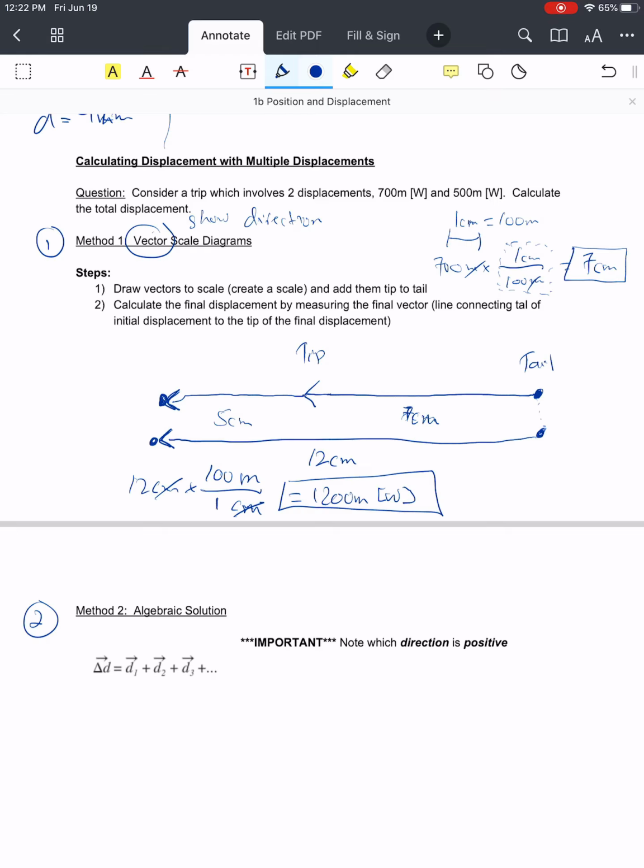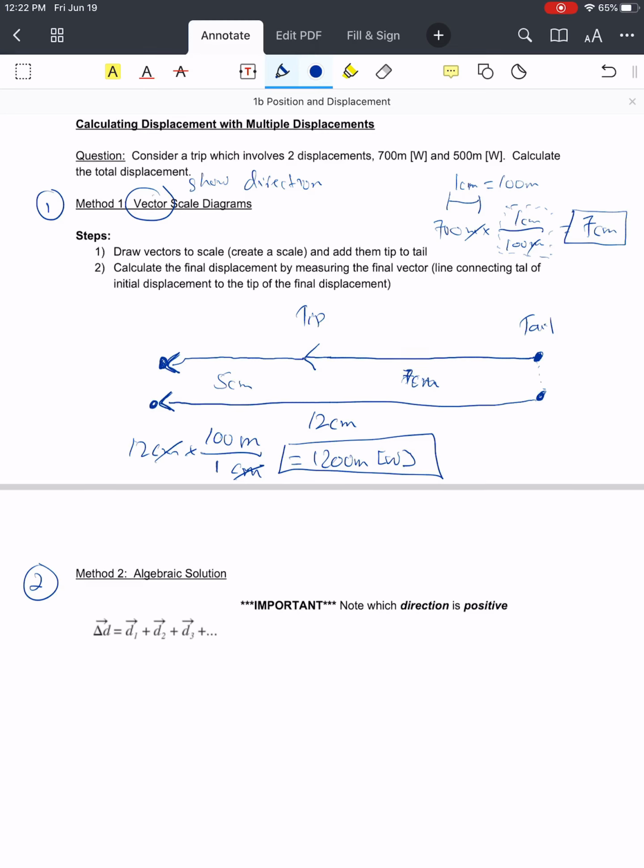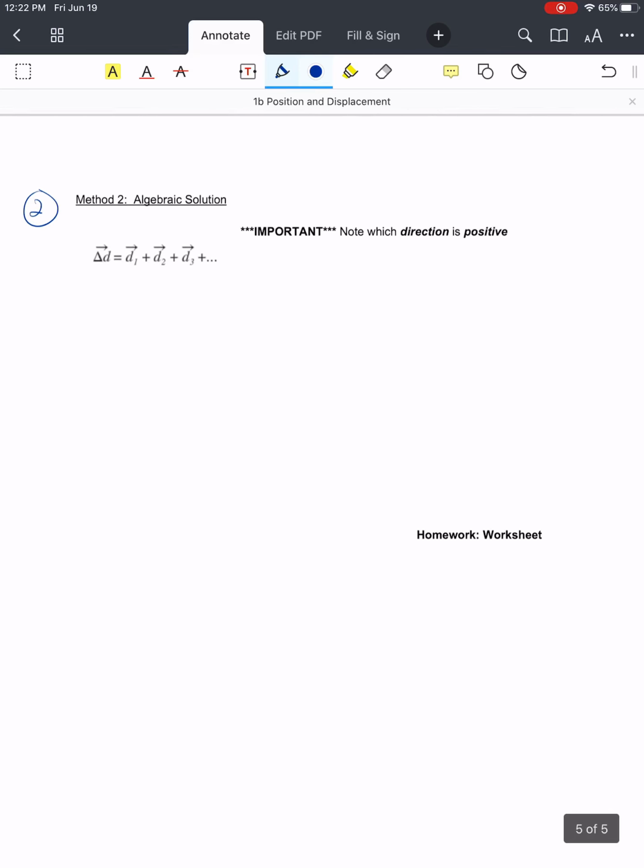Okay. So that is a vector scale diagram solution. Something that can be used but not often used. The more appropriate method to use here is the algebraic solution. So this is when we're going to do it strictly just using math. Okay? So because I have multiple displacements, I have 2 displacements, one of 700 and one of 500.